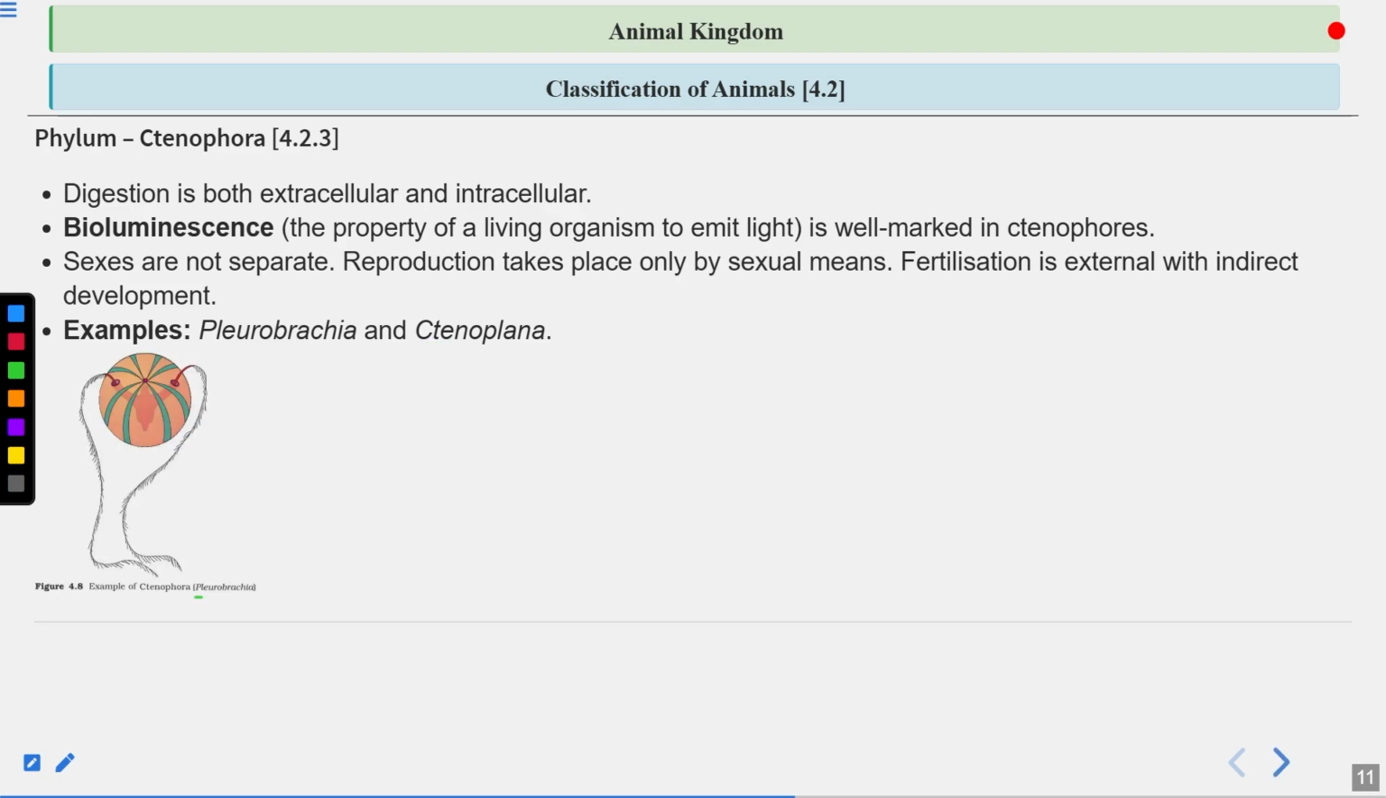These are the two examples of the phylum Ctenophora. So here you can see the Pleurobrachia structure. Pleurobrachia looks like this. They have the 8 comb plates and two more, you can say a group of cilia-like structures. These comb plates and cilia-like structures help in locomotion.